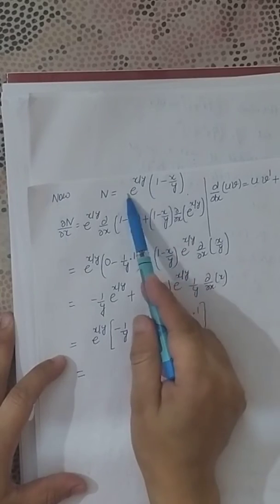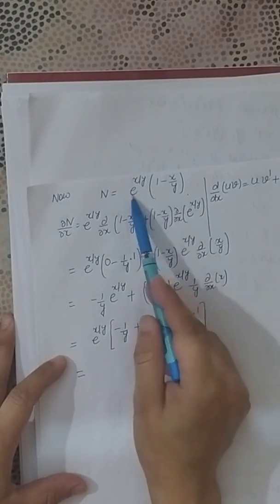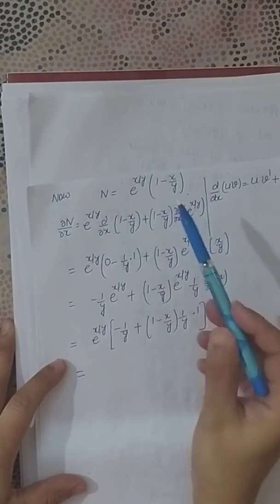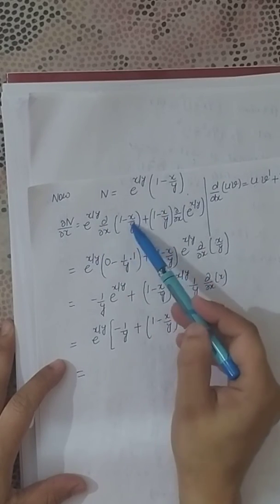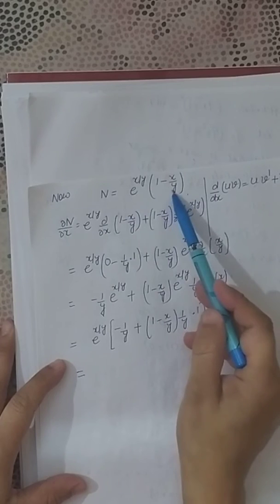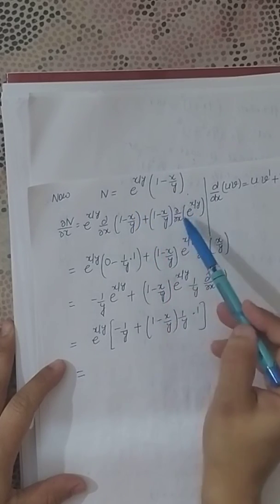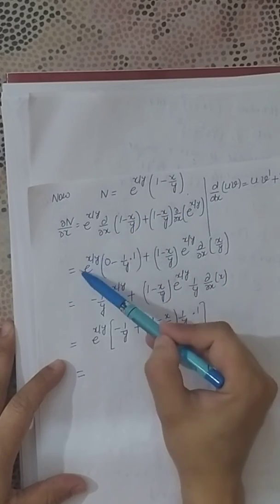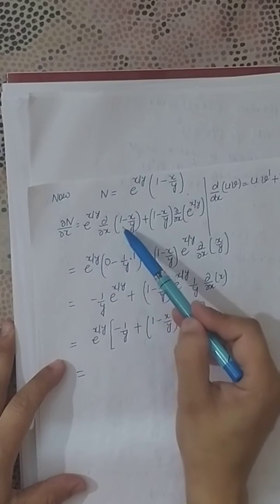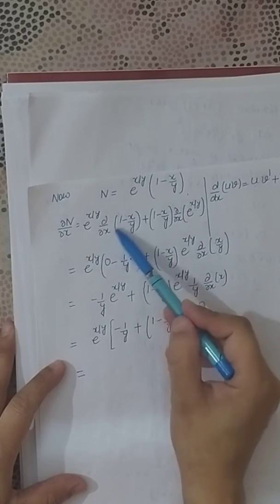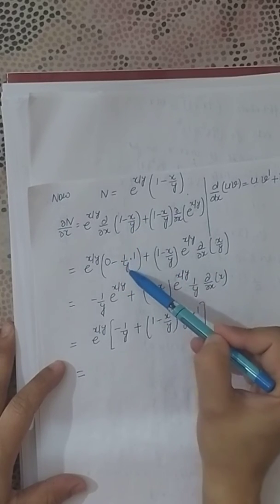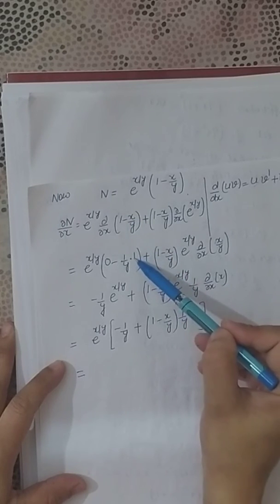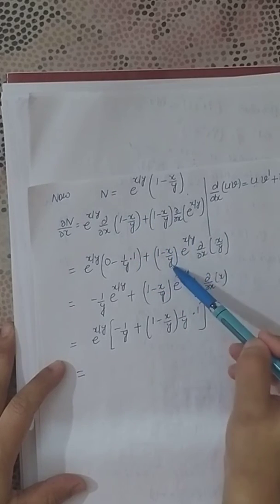To find its partial derivative with respect to x, I apply the formula u into v, product rule. How is that? First as it is, derivative of this function with respect to x, plus now this as it is, derivative of e power x over y with respect to x equal to e power x over y, derivative of x over y, that is partial derivative of x with respect to x is 0 minus 1 over y is constant, I write it as it is, derivative of x with respect to x is 1 plus 1 minus x over y.